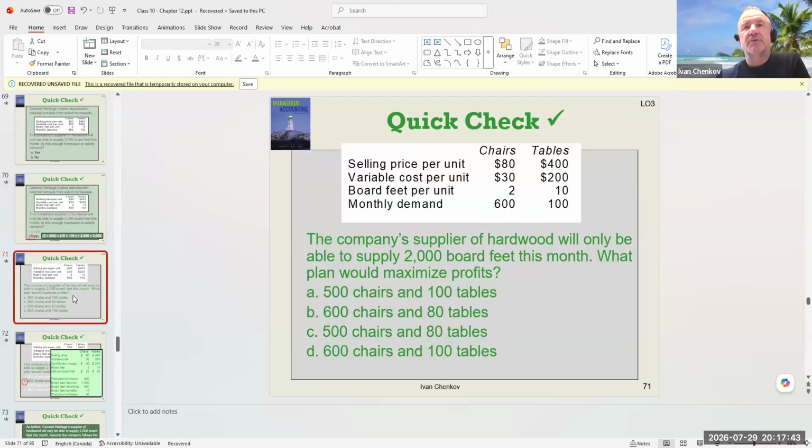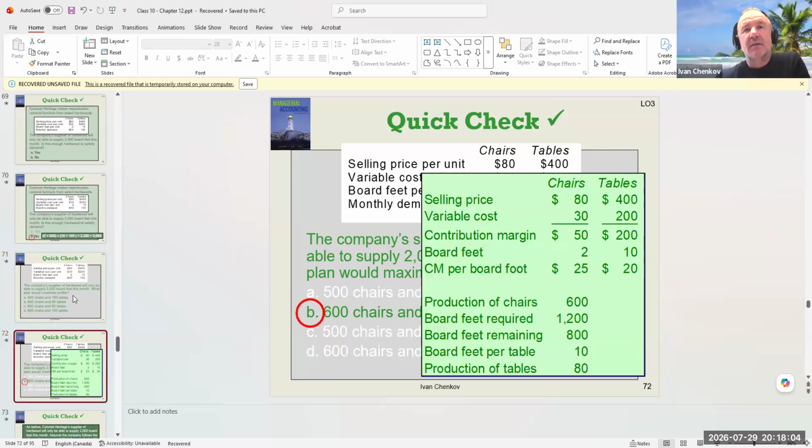So then the next question is, what is the plan for production, for using the 2000 board feet available in order to reach the highest possible profit? And that will be the entire demand for the chairs plus 80 tables. And the rationality will be here.